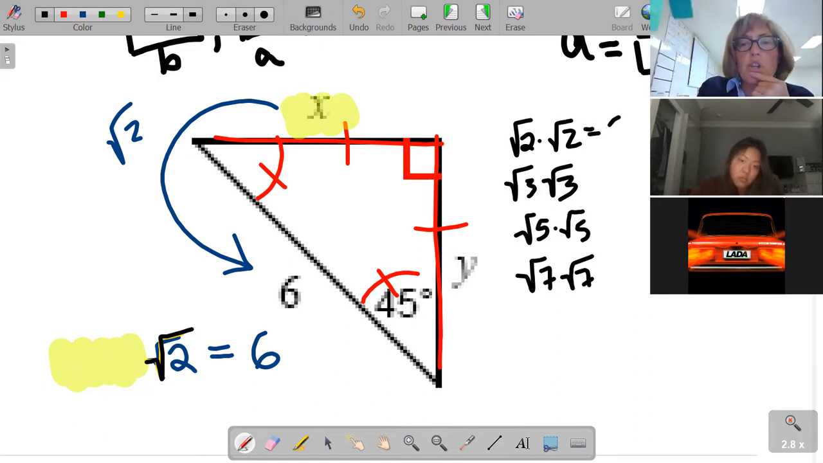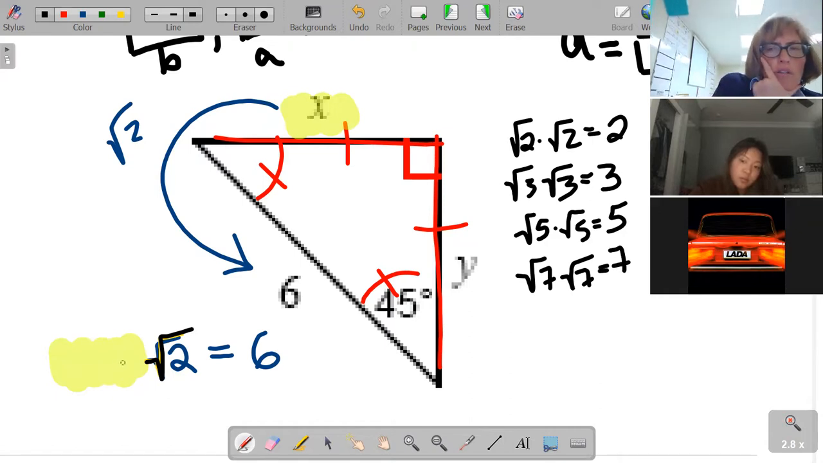2. What's root 3 times root 3? 3. Taya, what's root 5 times root 5? What's root 7 times root 7? 7. Good. Lutfi, I need to get rid of that radical. What has to be in my yellow something? How do I get rid of the radical? Root 2. Yes.